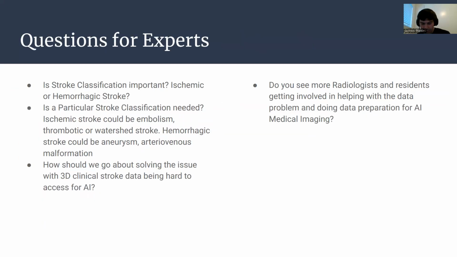I have a few questions for the experts, the radiologists, the healthcare providers out there. Is stroke classification important? So do we want to, from this particular image, recognize that this is ischemic stroke or hemorrhagic stroke? My own answer is that I think it is very important, especially because if the patient is dealing with a hemorrhagic stroke, that's more deadly and fatal to the patient.